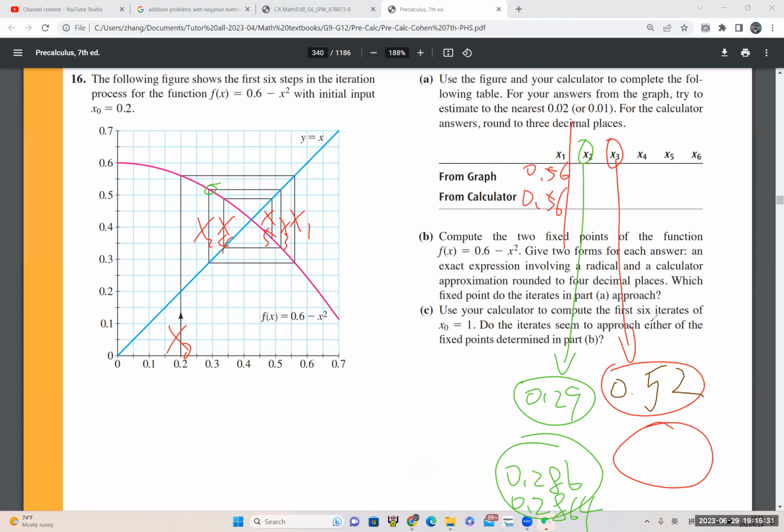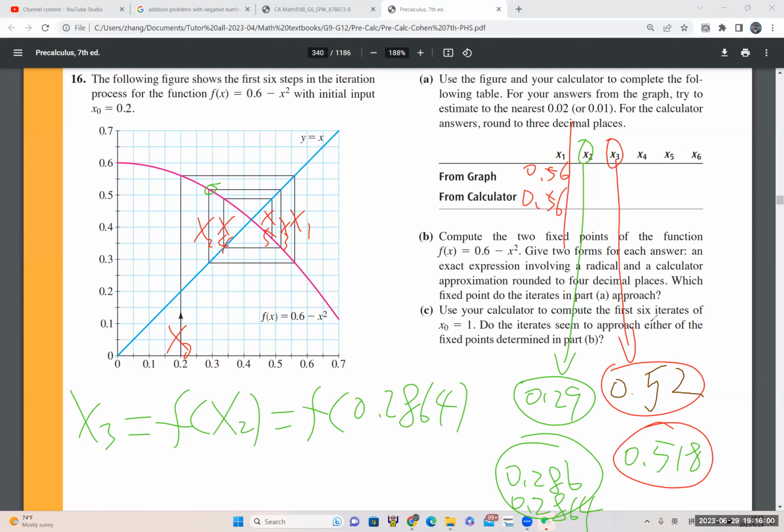Anyway, you use the calculator, and after you run it you get 518. How to get this is just x3 equal to f of x2. That means f of 0.2864. Yeah, this is the exact one. Then use this.